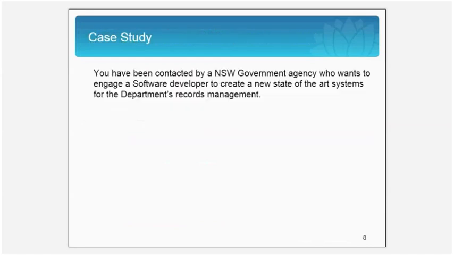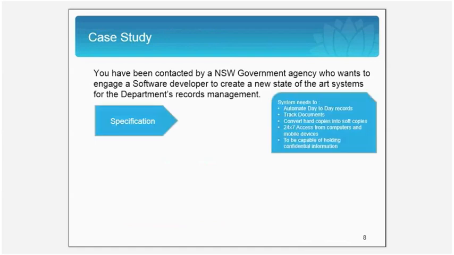Let's now look at a case study to understand when and how we use the long-form contract. In this case study, we will review a department's request for assistance in determining the best course of action when purchasing under the Procure IT framework. The department has certain specifications for the job. They need a system which automates their day-to-day records and tracks documents. They want hard copies converted into soft copies. They want 24/7 access along with tight data and privacy securities.